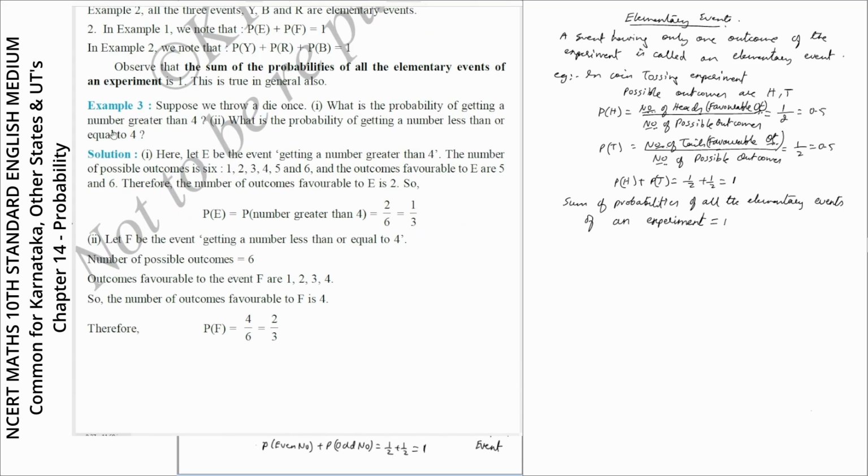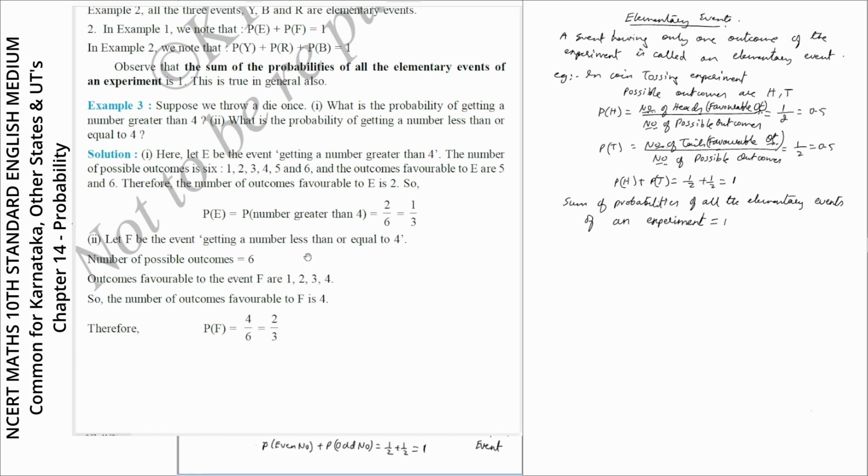And here in example 3, there is a dice throwing experiment. In a dice throwing experiment, what is the probability that we get a number which is greater than 4? Out of the possible outcomes, there are 6: 1, 2, 3, 4, 5 and 6. So how many numbers are greater than 4? 5 and 6. There are 2 numbers which are greater than 4. Therefore probability of getting a number greater than 4 will be equal to 2 divided by 6, which is equal to 1 by 2.